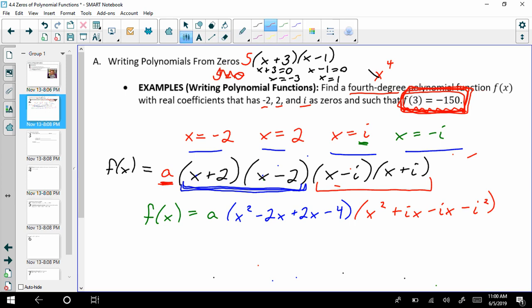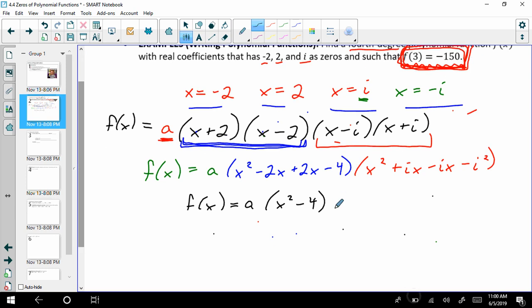Okay, let's clean it up even further. So f of x equals, just bring down that a for now, combine like terms, and I should get x squared minus 4. The two x's canceled. If I combine like terms in the other guy, the ix's cancel. Now remember what I told you i squared was equal to. i squared is -1. But there's a negative in front of it. So the two negatives would actually make it become +1.